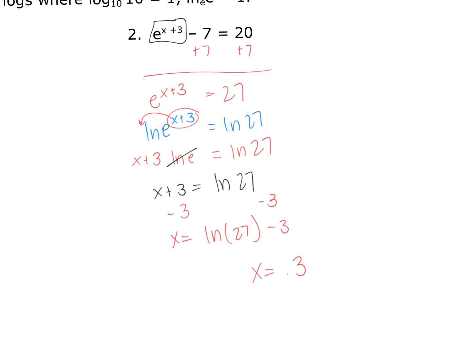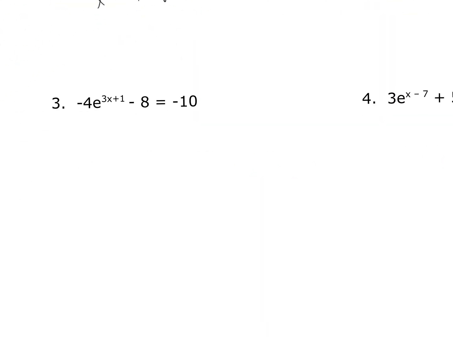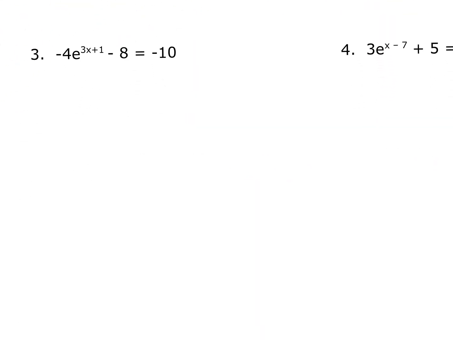Okay? All right, moving on to number 3. Now, there's a lot more stuff going on here, so you have to pay attention on these two. Okay? We need to get a term by itself. So this is the term that needs to be by itself. So I have to move that -8, and I also have to move that -4. So the first thing I'm going to do is add 8 to both sides. So now I'm left with -4 e^(3x+1) equals -2.